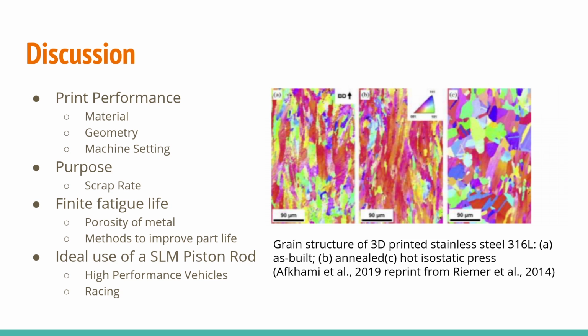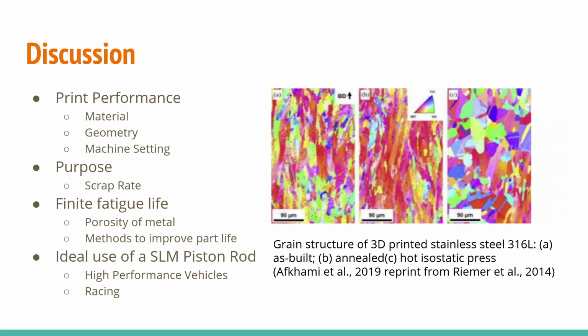Another thing to consider is the finite fatigue life of these types of parts. Given that they're made in the SLM machine, there's going to be a great deal of porosity in that metal. However, there are some methods to improve that. If you look to the right, you'll see a figure. On the left you'll see the grain structure of a metal part as built, in the center the grain structure of an annealed metal part, and on the far right the grain structure of a part that has undergone a process known as hot isostatic pressing.